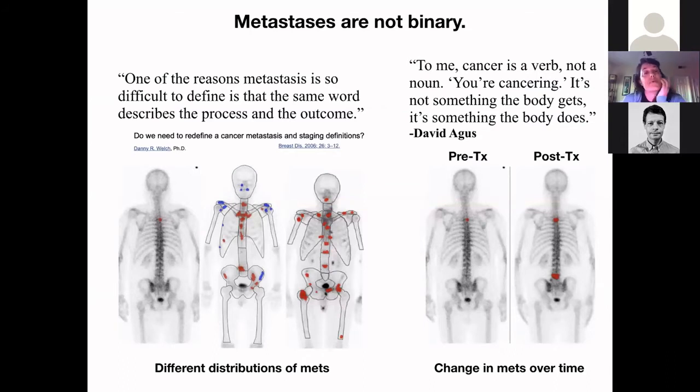There's this one paper here on the left that talks about better staging metastases, and that it's difficult to define because you're describing the process and the outcome as one. Often we're not distinguishing between different grades of metastases, whether it's circulating tumor cells, different amounts of metastases that show up on imaging, and often it just boils down to a biomarker in the blood. Furthermore, it's not just characterizing metastases at a single time point, it also has the ability to change over time. We can observe several markers, whether in the blood or the imaging, so this is an ongoing process and we can continue to monitor it.